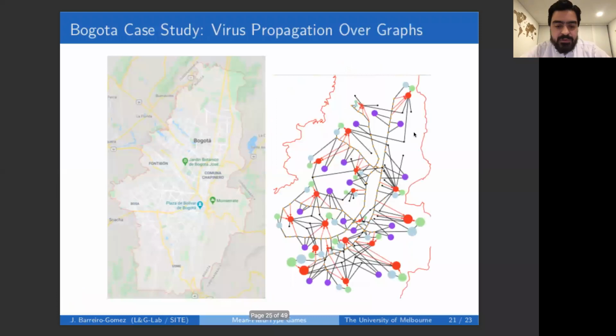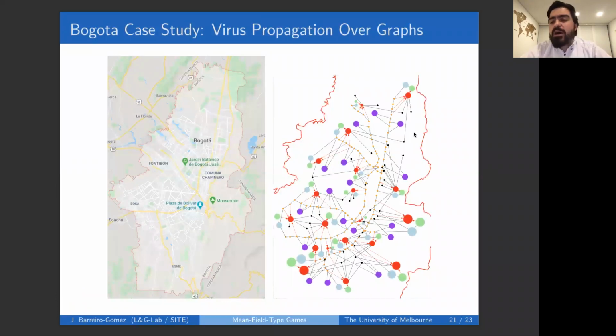And here, let me present you Bogota city, which is the capital of Colombia. And then we want to study how the virus propagates, but considering the location. So here we see a graph that represents different states. So the yellow dots represent the transportation system, the public transportation system. And then Bogota is divided into 20 different locations. Localities is the name we use for that. So it's a cluster or a group of different neighborhoods.